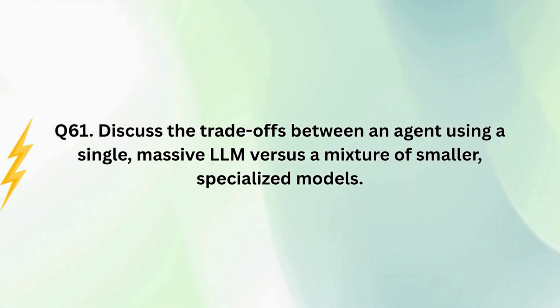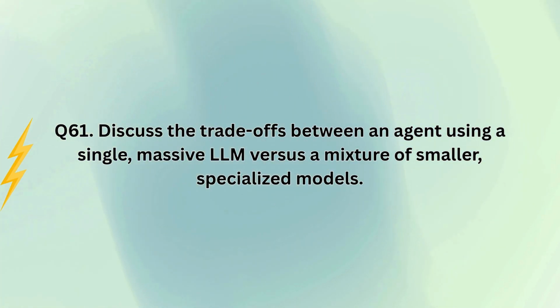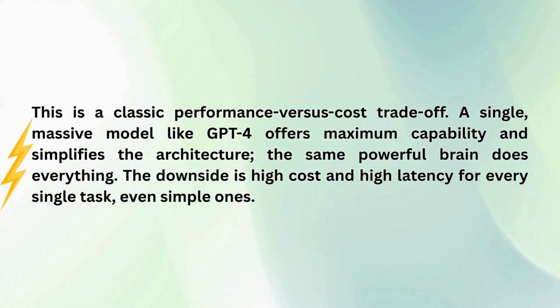Discuss the trade-offs between an agent using a single, massive LLM versus a mixture of smaller, specialized models. This is a classic performance versus cost trade-off. A single massive model like GPT-4 offers maximum capability and simplifies the architecture. The same powerful brain does everything. The downside is high cost and high latency for every single task, even simple ones.